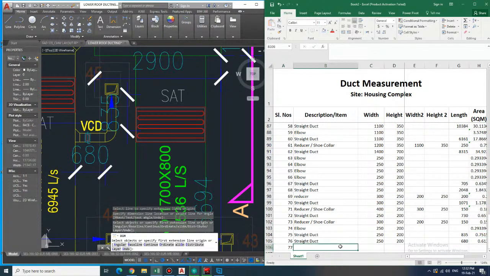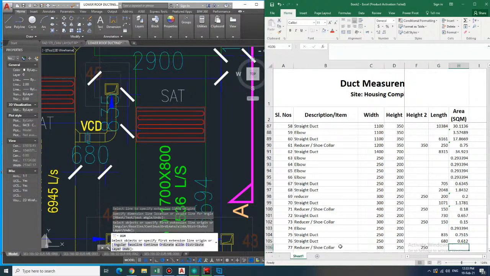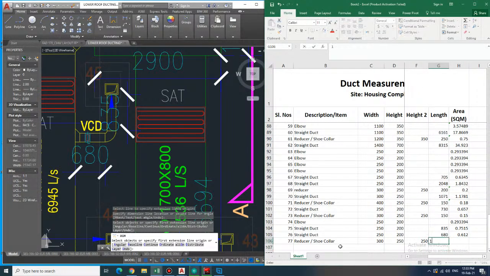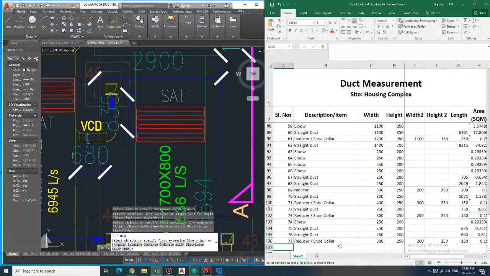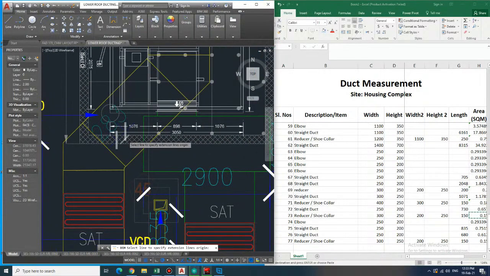77, we are going to 77, that is the reducer ratio. We are applying the reducer equation here. So 250 by 200 is also 300 by 250, 200 by 250. So length is normally 150, 200 like this. You consider 150. So that's also finished.